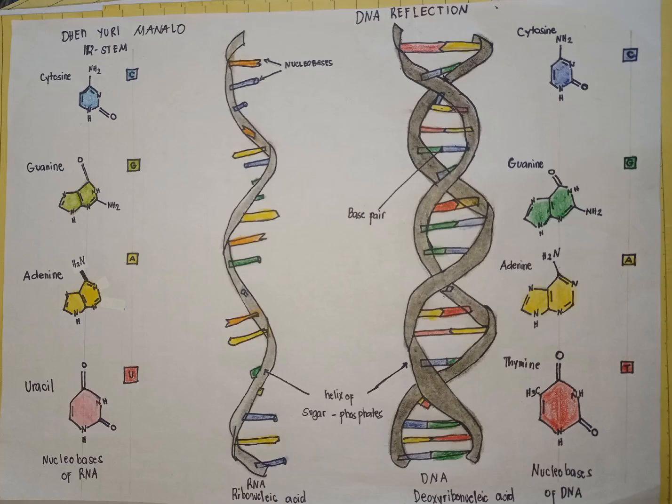For this video, I will be presenting and giving a brief explanation of my DNA reflection. So, there are two strands of DNA which run in opposite or anti-parallel directions to each other. These strands are attached to each other throughout their lengths via the bases on each nucleotide.